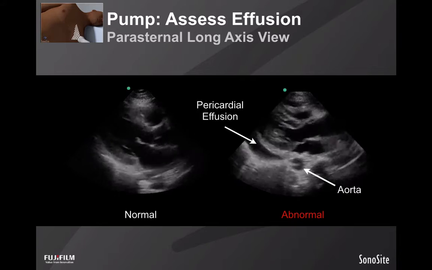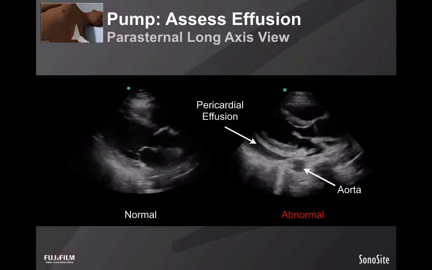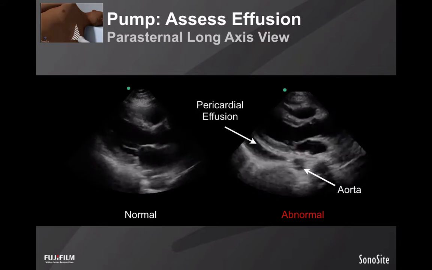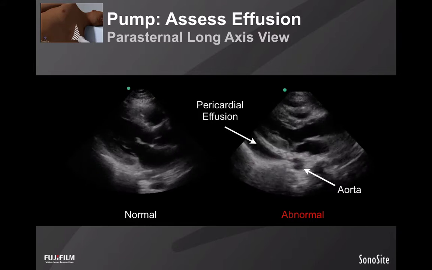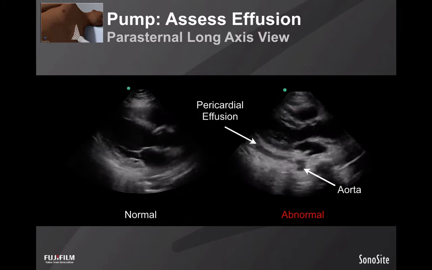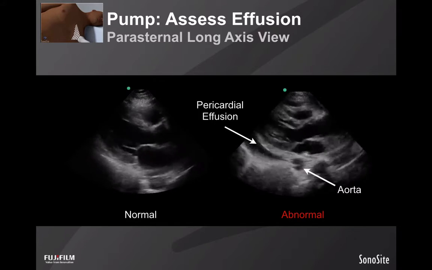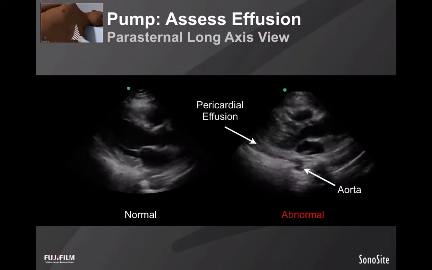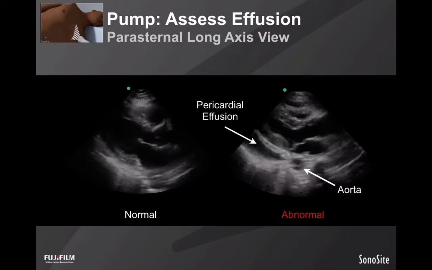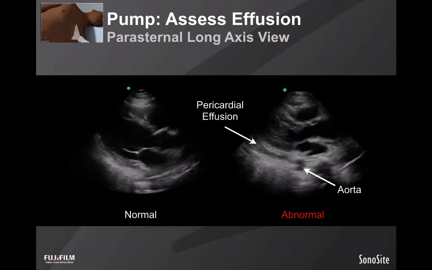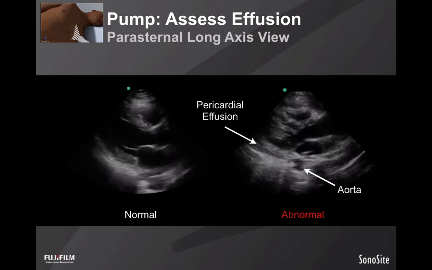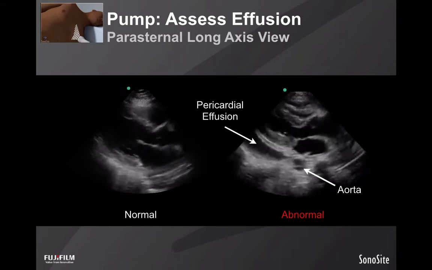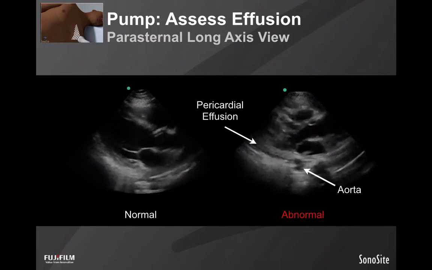Here we see a pericardial effusion in the example on the right. We see black or anechoic fluid in the posterior pericardial space. In the parasternal long-axis view, pericardial fluid is seen anterior to the posterior pericardial reflection and the descending aorta. Larger pericardial effusions may wrap circumferentially around the heart and be seen anteriorly as well.